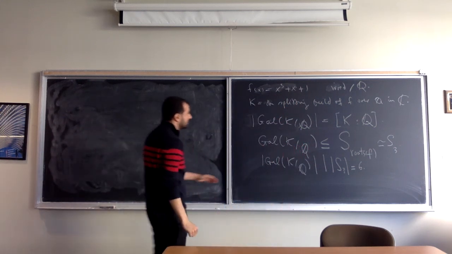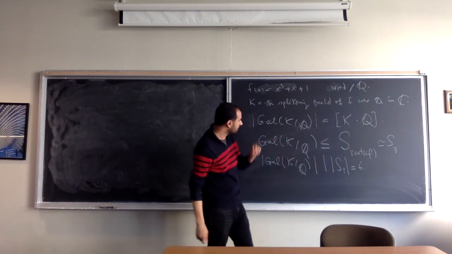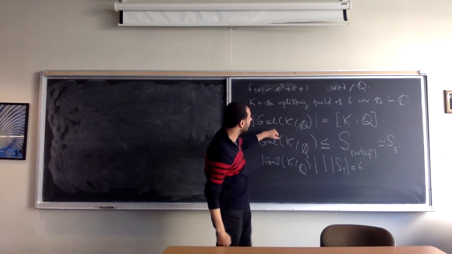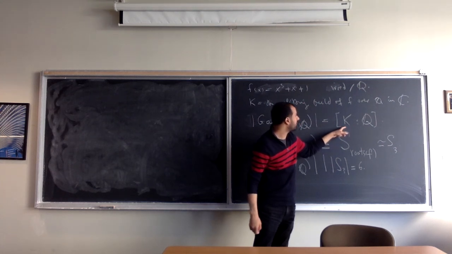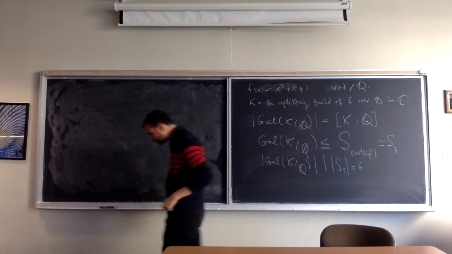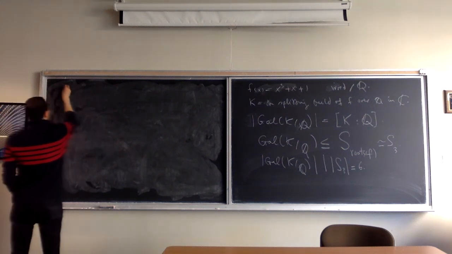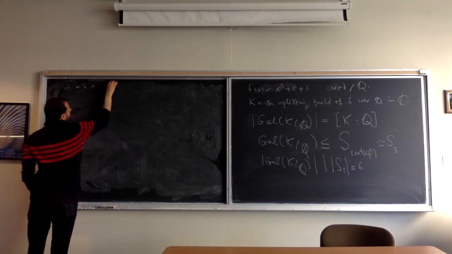So we found that the number of elements of the Galois group of K over Q divides 6. This number of elements is the same as the degree of K, the splitting field of the polynomial over Q. So what's that degree? Let alpha be a root.